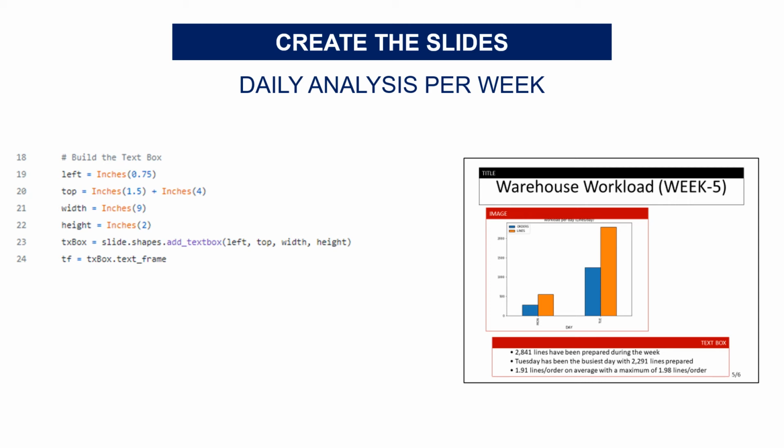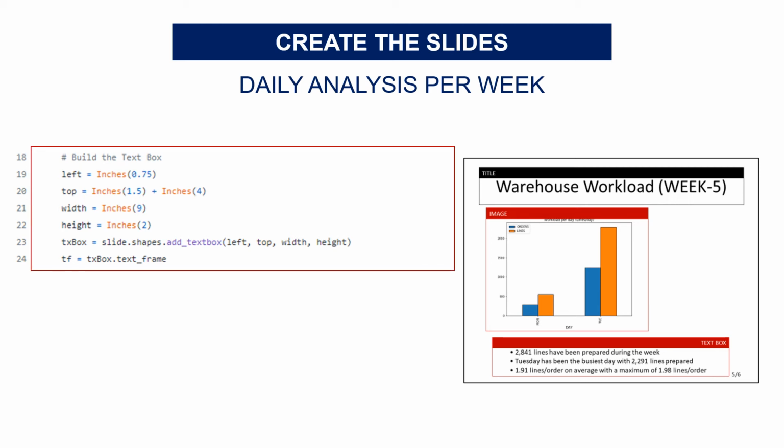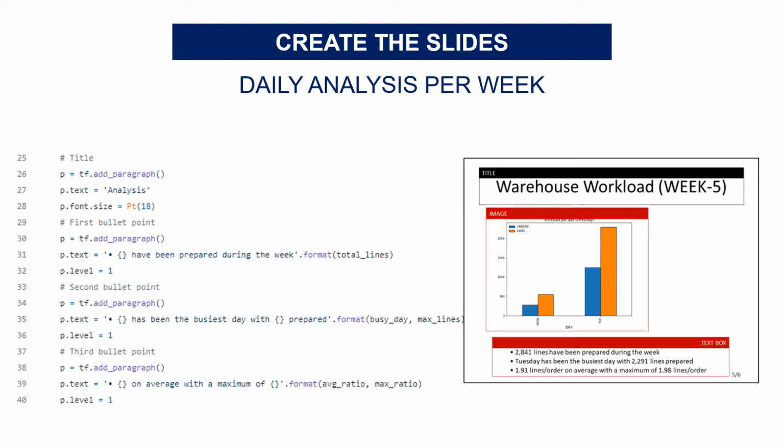Then you can add a text box for the comments. Again, note how many parameters you have to locate this text box. You can then start to fill the box with comments. You start with the title of the box, analysis. Note that you need to fix the size of the text font. Then you can start to fill the bullet points.